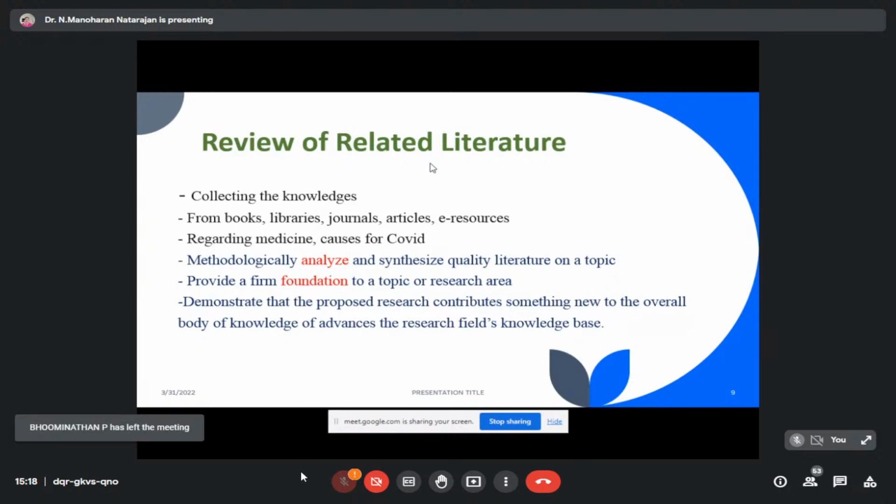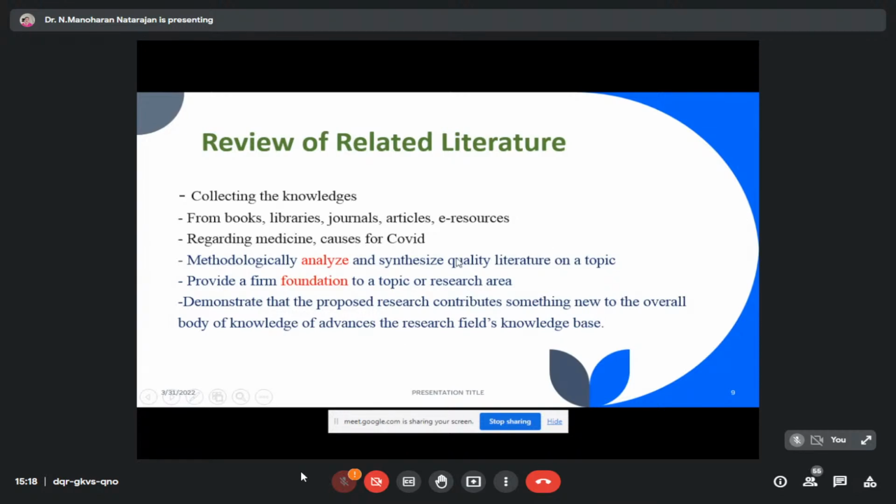That is a methodology, to analyze and synthesize the quality literature on a topic. Provide a firm foundation to your topic. This is a very important thing. We have to put a firm foundation on a topic or research area where we are going to work. In our case, it is COVID, so we have to go for these things and then demonstrate that the proposed research contributes something new to the overall body of knowledge or advances the research field's knowledge base.